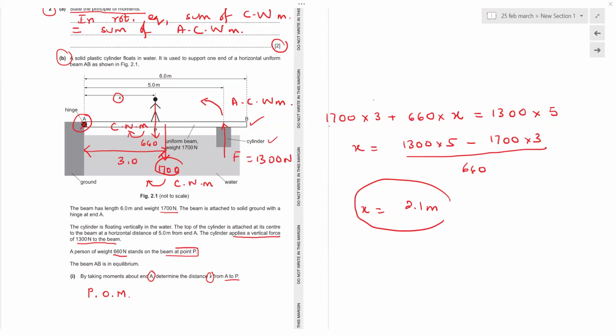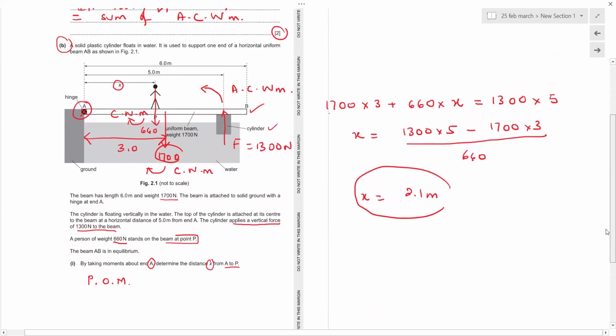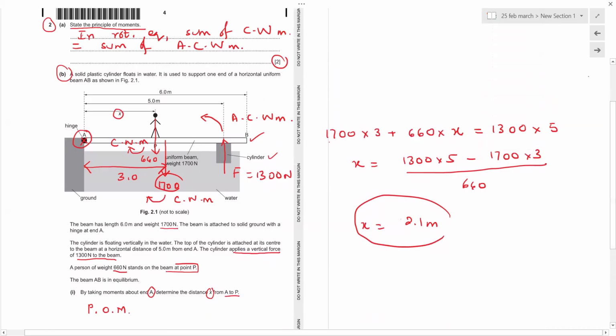ठीक है भाई? Is it clear? So far so good. So we have figured out this distance. ठीक है, let's move ahead.